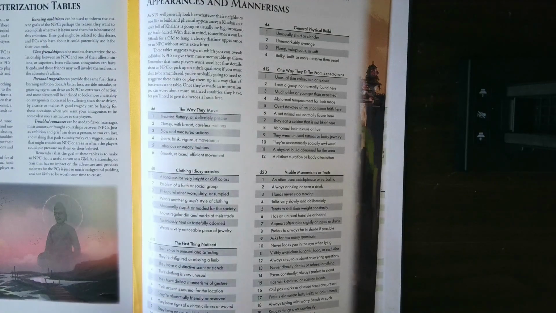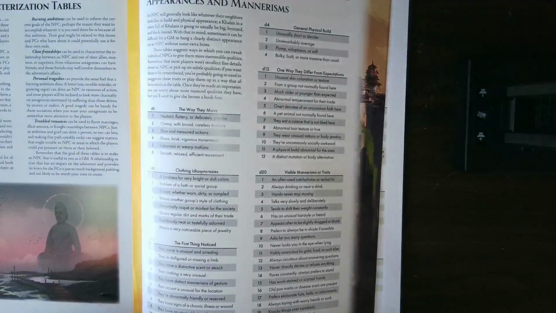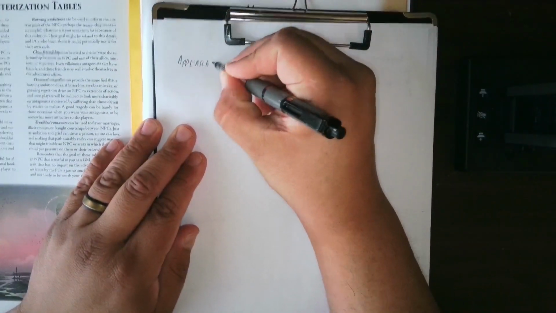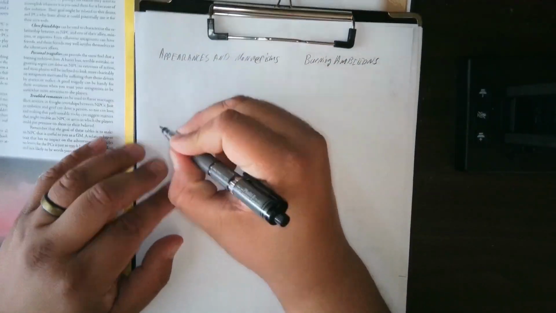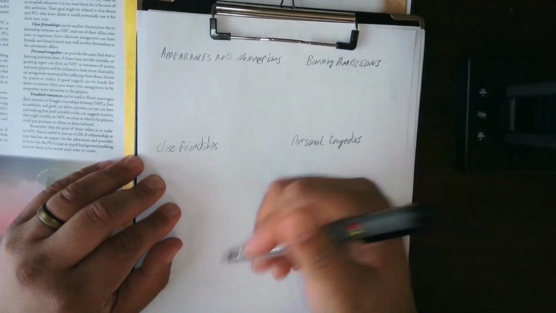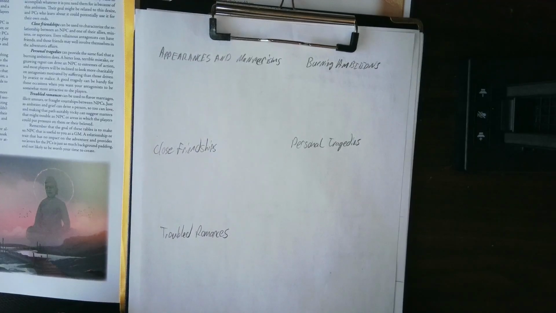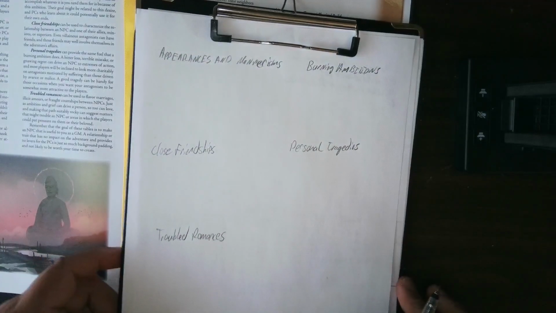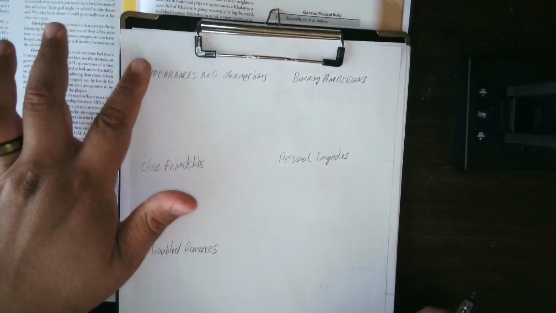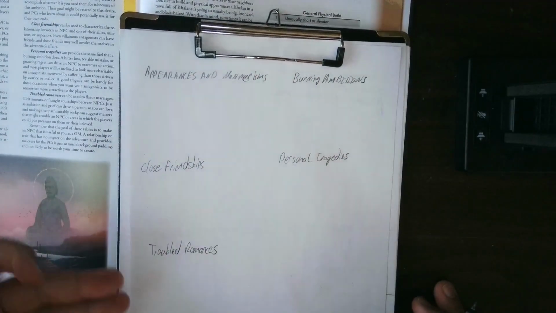First, we're going to write down the different sections that are in this book. Pardon the handwriting here, but I'm a music teacher, so I don't get bonus points for writing. Anyway, we've got the different sections: appearance and mannerisms, burning ambitions, close friendships, personal tragedies, and troubled romances.